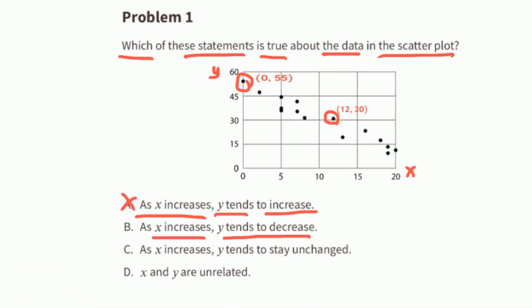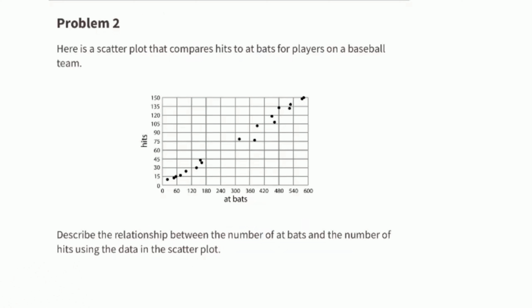B. As x increases, y tends to decrease. Yes, that is true. We just proved that. C. As x increases, y tends to stay unchanged. Well, we know that's not true. And then finally, D. X and y are unrelated. That's not true either, because you can see that the points on this graph go down as the value for x increases.